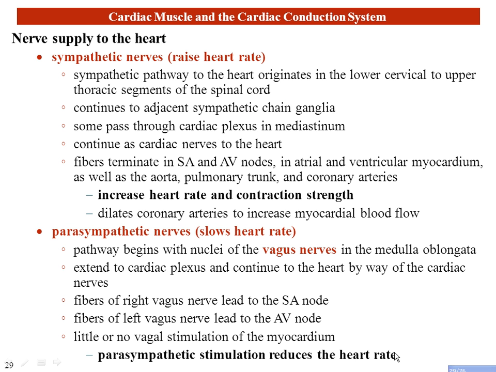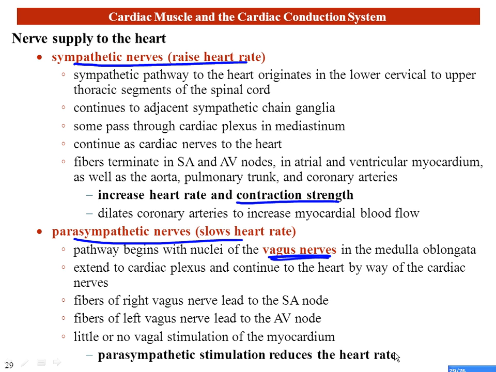Now, when it comes to nerve supply to the heart, like I said, you can cut off all nerves to the heart and it will still beat on its own. The nerves just modify the heart rate. As you may guess, sympathetic nerves increase the heart rate and also increase the strength with which the heart contracts. Parasympathetic nerves slow down the heart rate. Make sure you know what nerve carries parasympathetic innervation to the heart. You're an expert on this by now, and that is the vagus nerve.